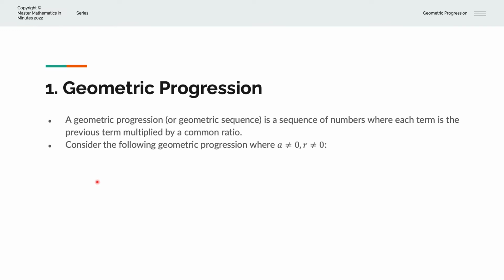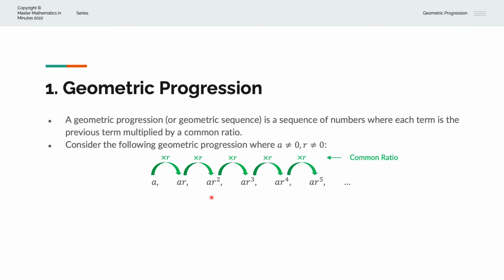Consider the following geometric progression with a as the first term, a times r as the second term, a times r squared as the third term. Notice that each term is the previous term multiplied by r, and we'll call that the common ratio. And we'll label the first term as u1, the second term as u2, and the third term as u3, and so on.